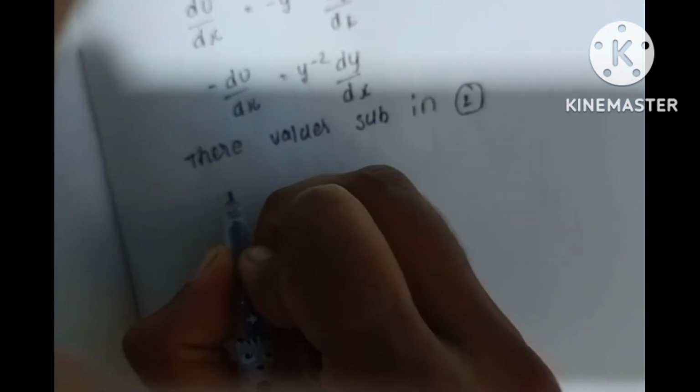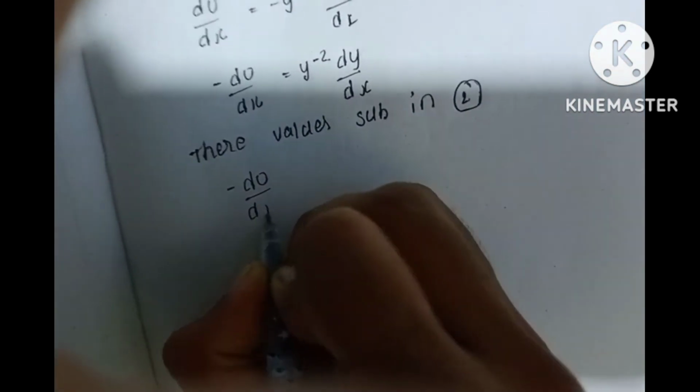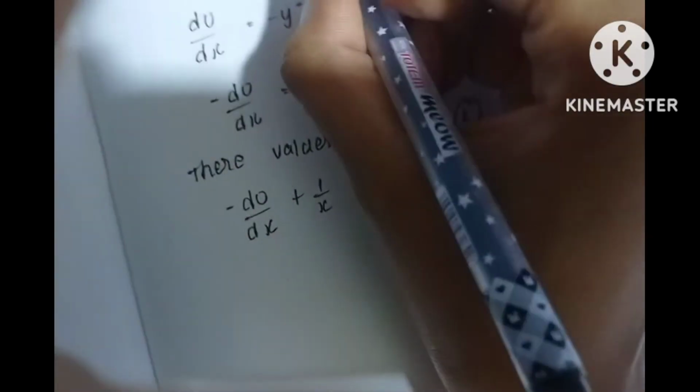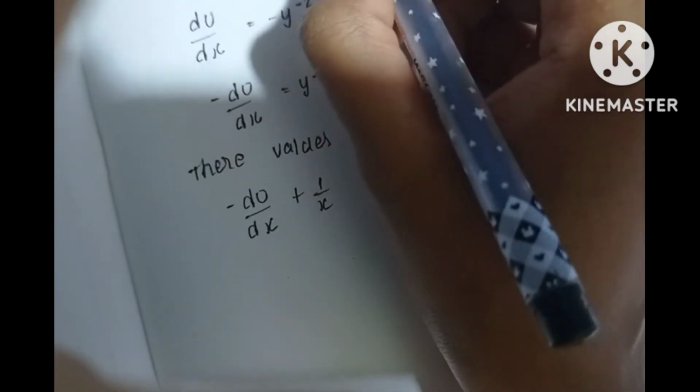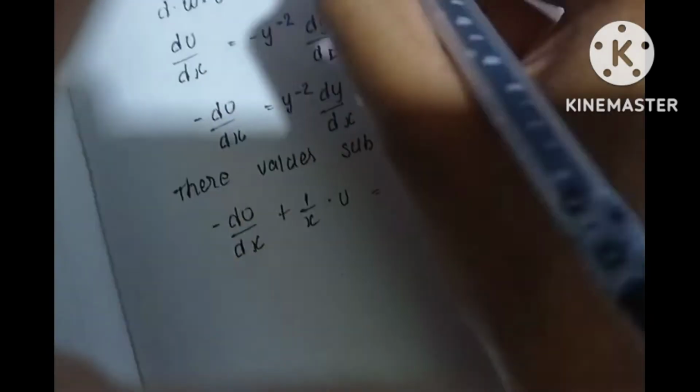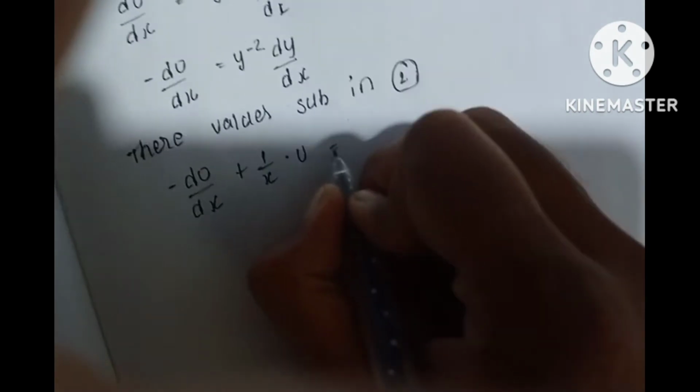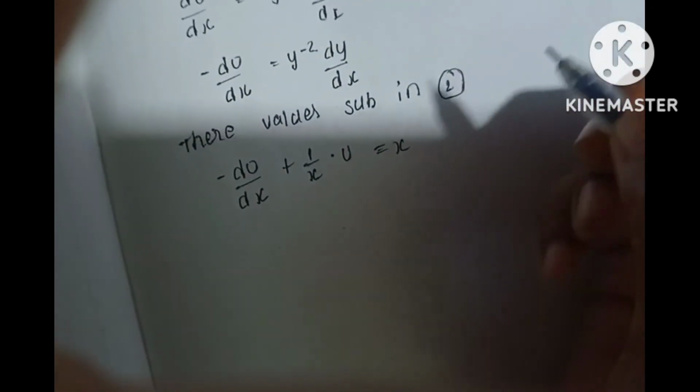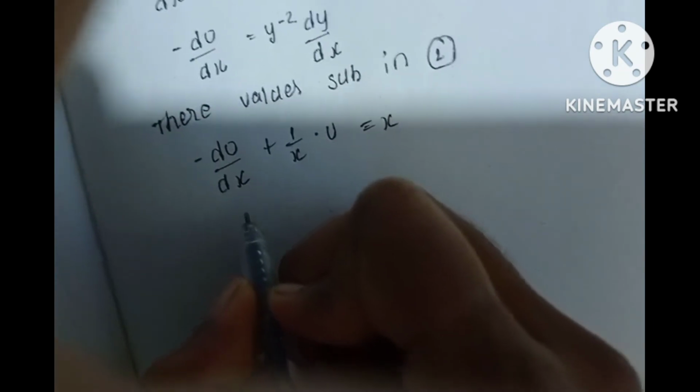So we write minus du by dx plus 1 by x. And this y power minus 1 is nothing but u. So we have to write u and x is equal to x. And if I multiply by minus, then we get du by dx minus 1 by x into u is equal to minus x. And this is equation 3.